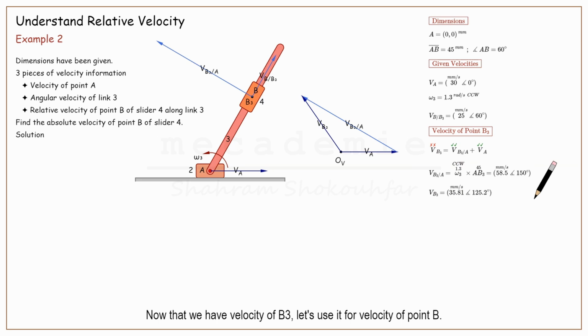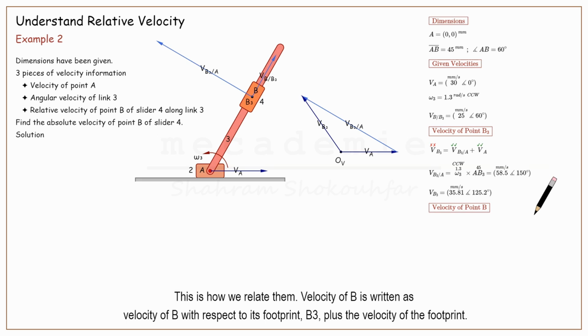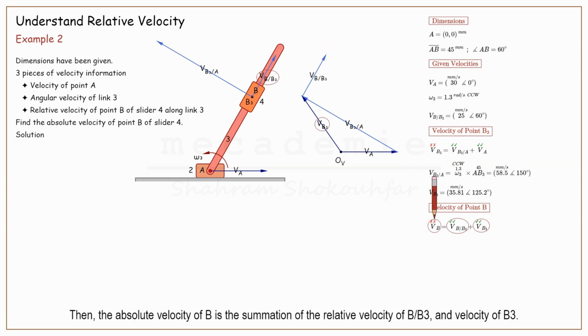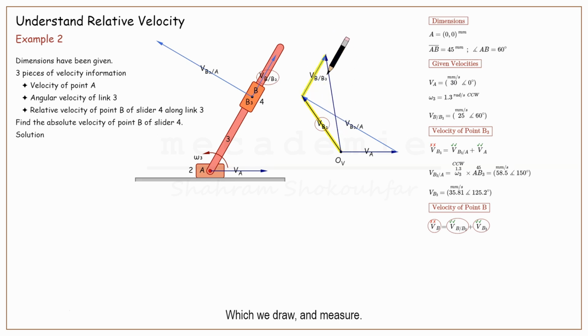Now that we have velocity of B3, let's use it for velocity of point B. This is how we relate them. Velocity of B is written as velocity of B with respect to its footprint, B3, plus the velocity of the footprint. Velocity of B3 we already obtained. The relative velocity of the slider along the link has been given, and we bring it to the diagram at the head of VB3. Then, the absolute velocity of B is the summation of the relative velocity of B with respect to B3 and velocity of B3, which we draw and measure.